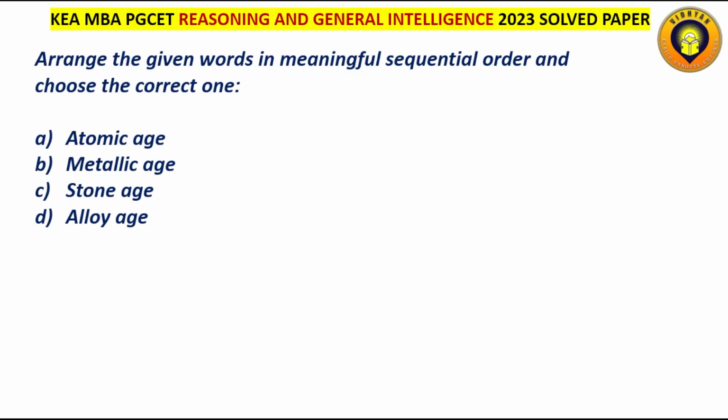Arrange the given words in meaningful sequential order and choose the correct one. So atomic age, metallic age, stone age, alloy age. So the beginning is stone age. Answer is stone age here.